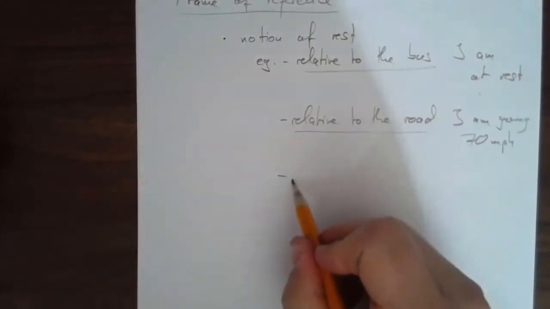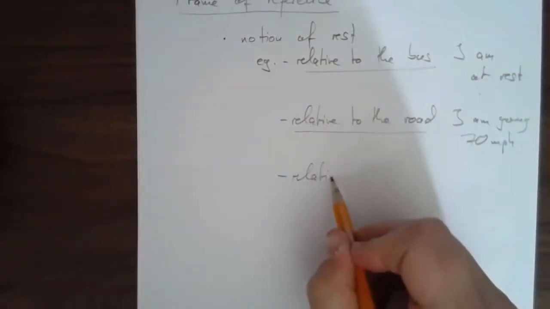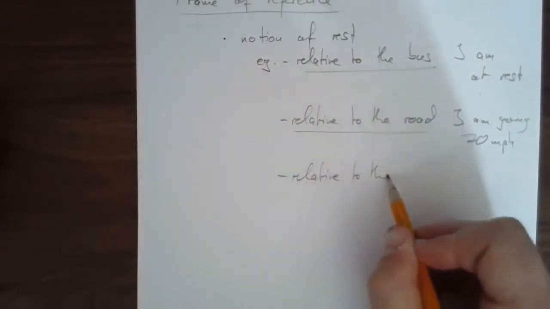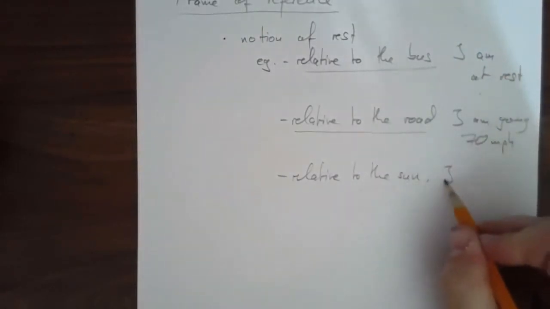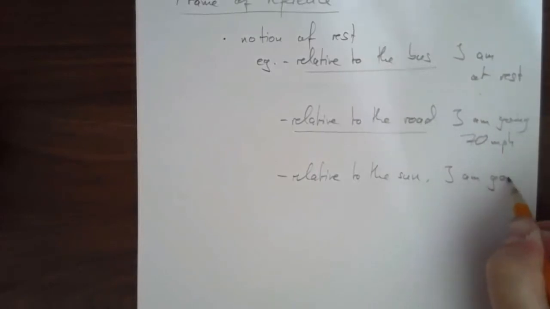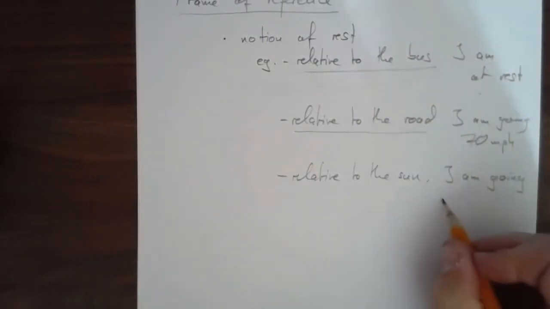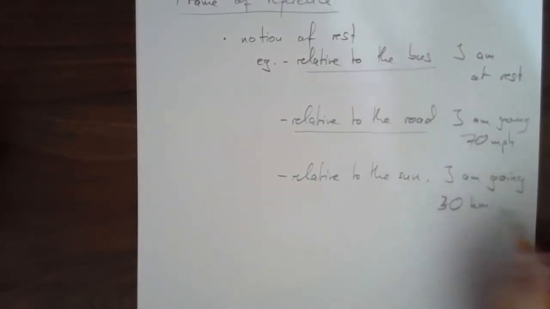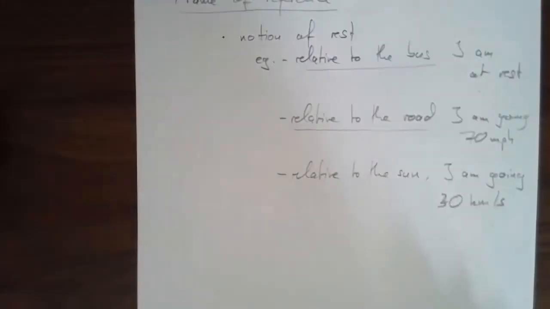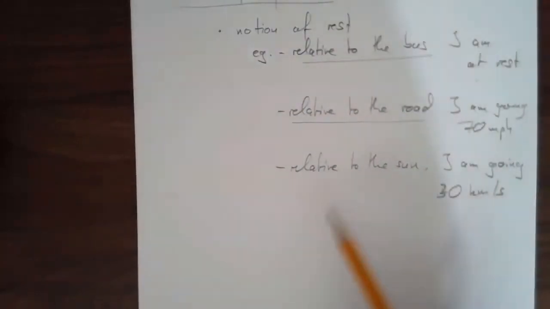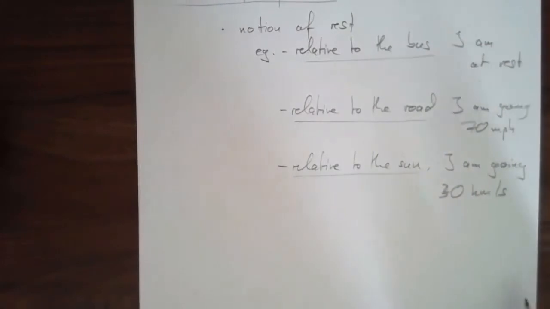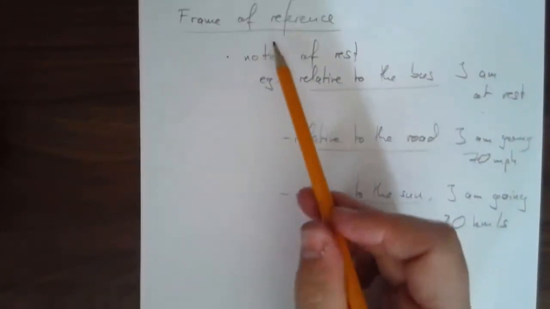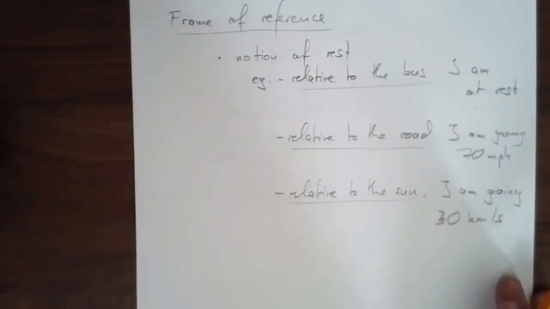It's on the Earth, relative to the Sun. The Earth is moving around the Sun. I am going 30 kilometers per second. Right, and then you can think the center of the galaxy would be another one. So those define my notion of rest. That's the first thing we need to have a frame of reference.